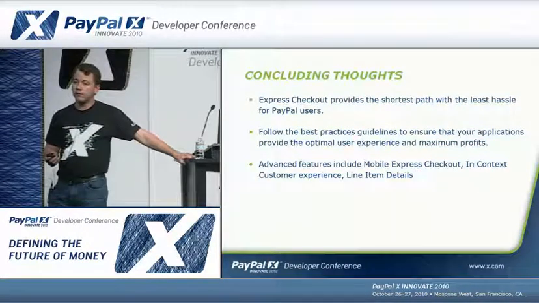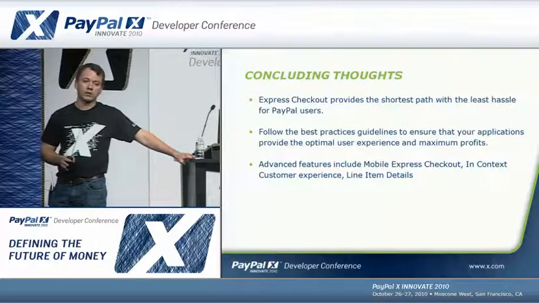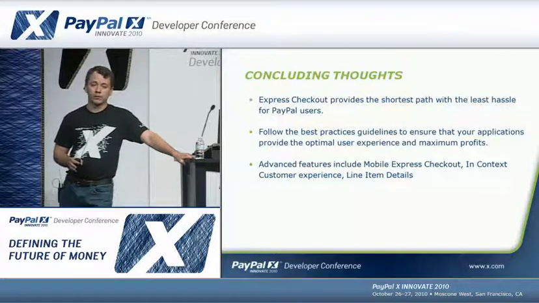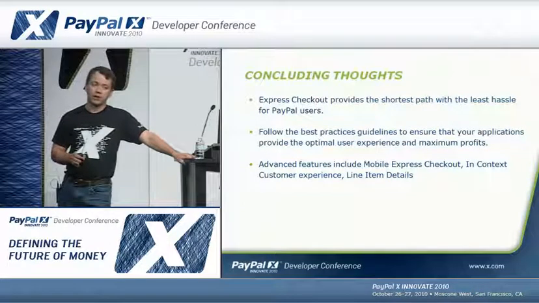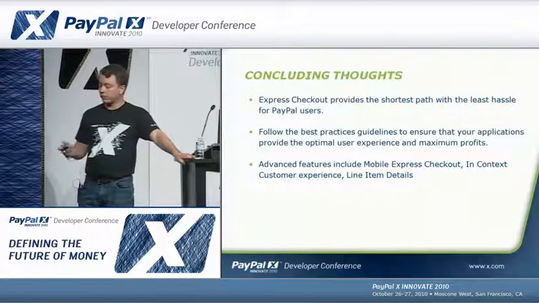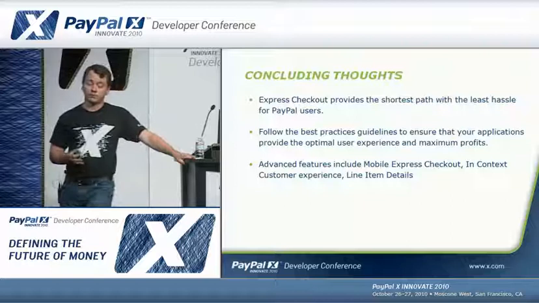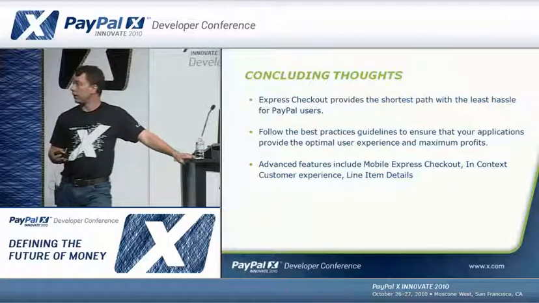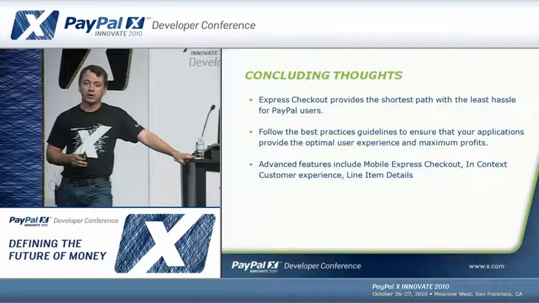And again, there's a lot of advanced features, and honestly, we could stand up here for 4 hours and talk about all the features that are in Express Checkout. So go look at some of the guides. We tried to cover the ones we thought were applicable to the majority of people and would help with conversion the most, but there's a lot more of them out there. They're all covered in the Express Checkout integration guide. And included in some of those ones that we covered today were the mobile experience, the in-context checkout, and the line item details.